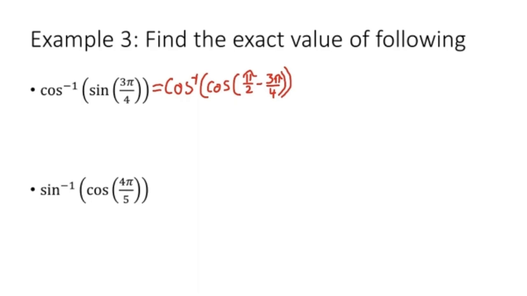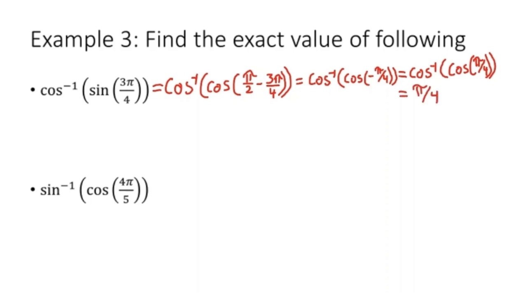If we apply the cofunction identity to sine of 3 pi over 4, we get that sine of 3 pi over 4 equals cosine of pi over 2 minus 3 pi over 4. And pi over 2 minus 3 pi over 4 is negative pi over 4. Unfortunately, negative pi over 4 is not within the interval 0 to pi, so we can't cancel out the cosine inverse and cosine just yet. But similar to one of our methods that we used in the previous slide, cosine is an even function. So cosine of negative pi over 4 is equal to cosine of pi over 4. Pi over 4 is in the interval 0 to pi, so we can cancel out the cosine inverse and the cosine, giving us pi over 4.